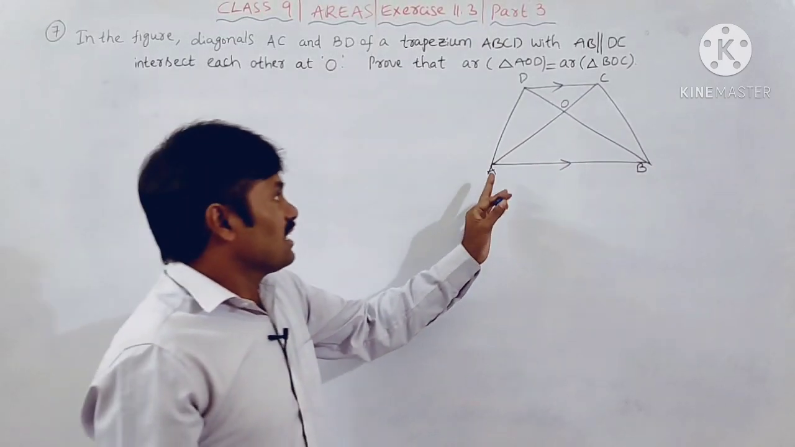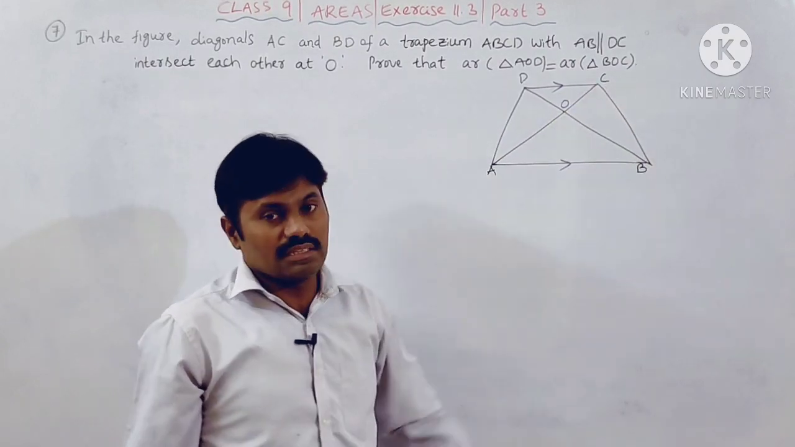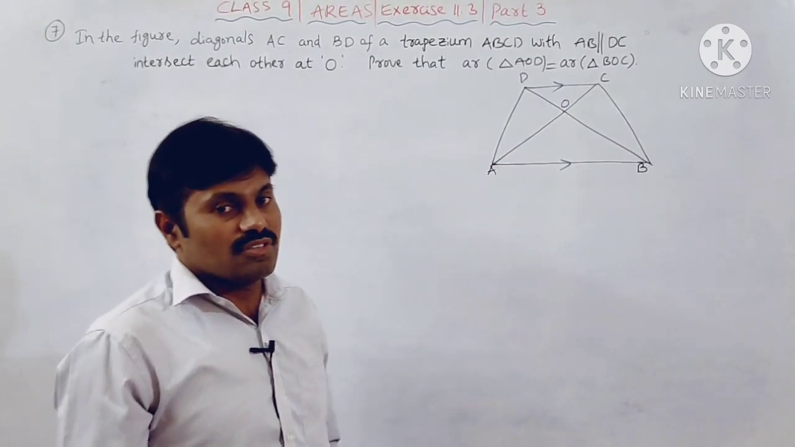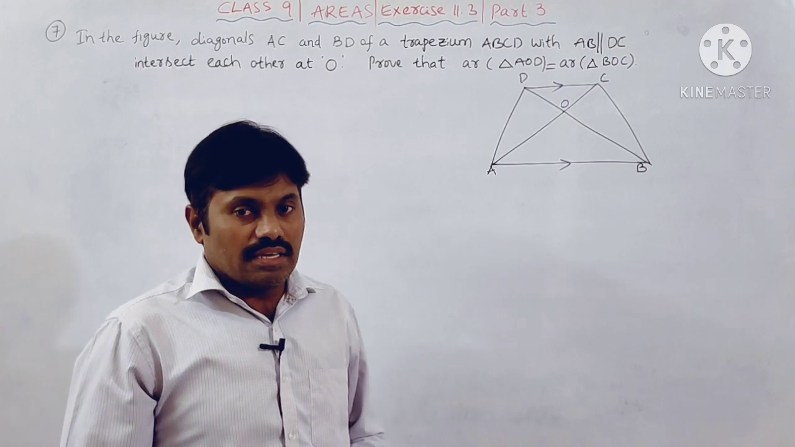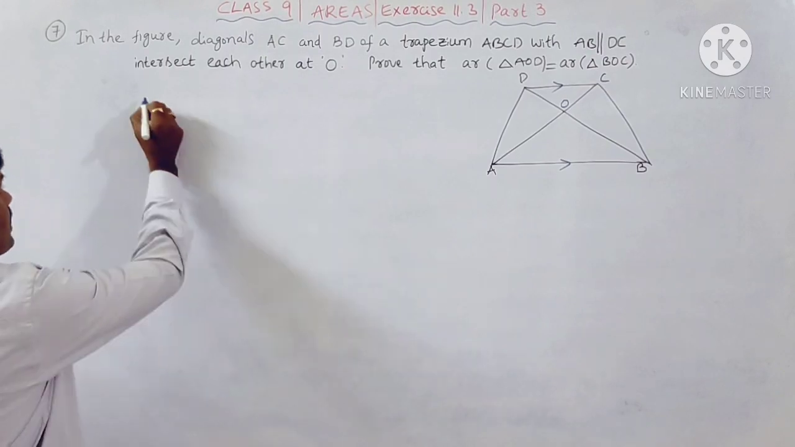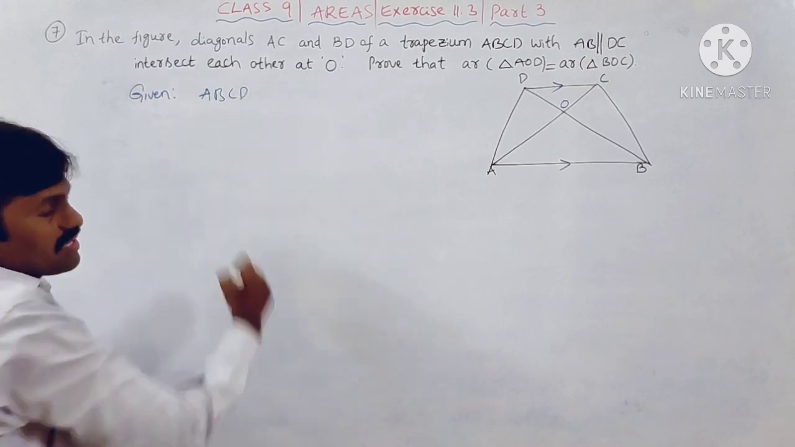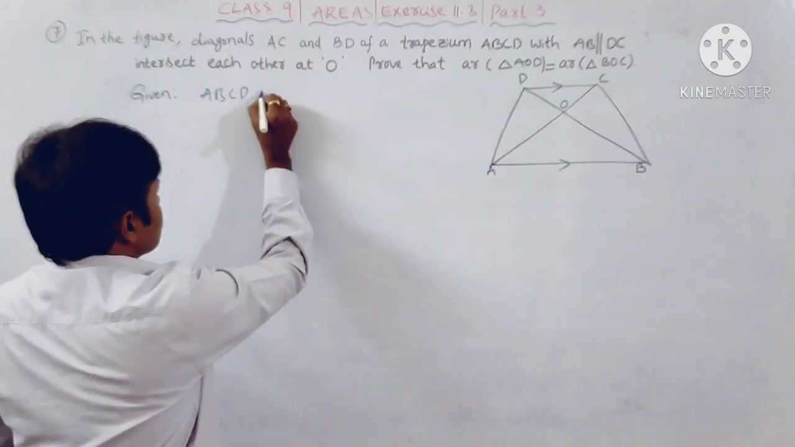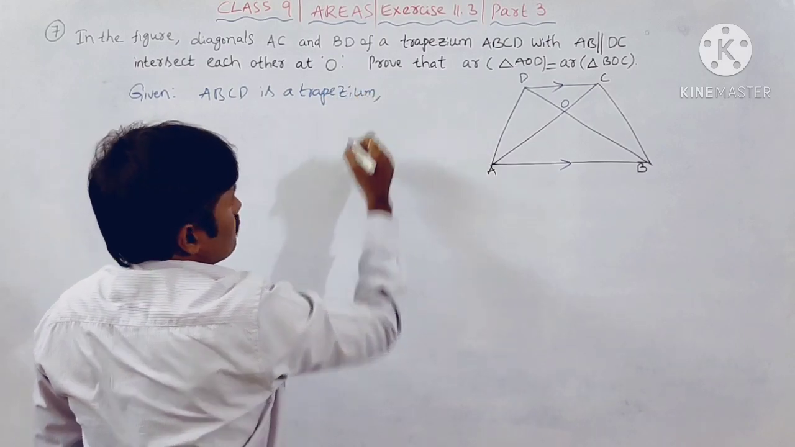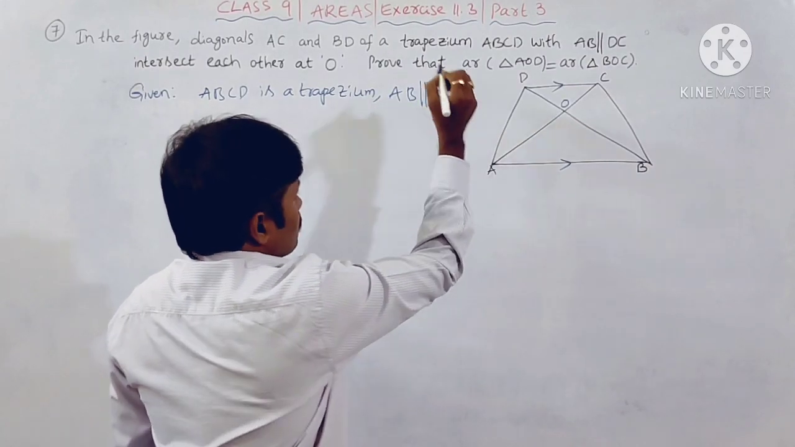Now we have to prove that area of triangle AOD is equal to area of triangle BOC. We have to show that the areas of triangle AOD and triangle BOC are equal. So how to prove? See, first, what is the given information? Given that ABCD is a trapezium where AB is parallel to DC.